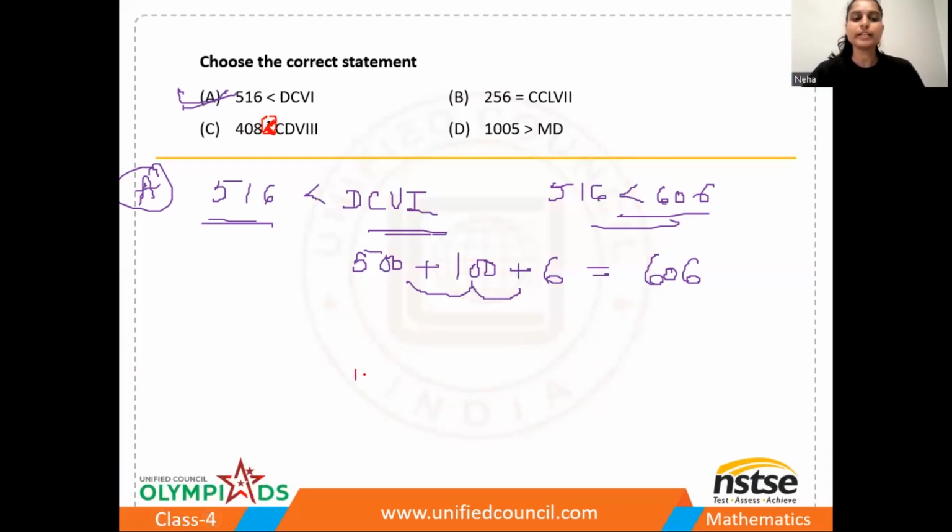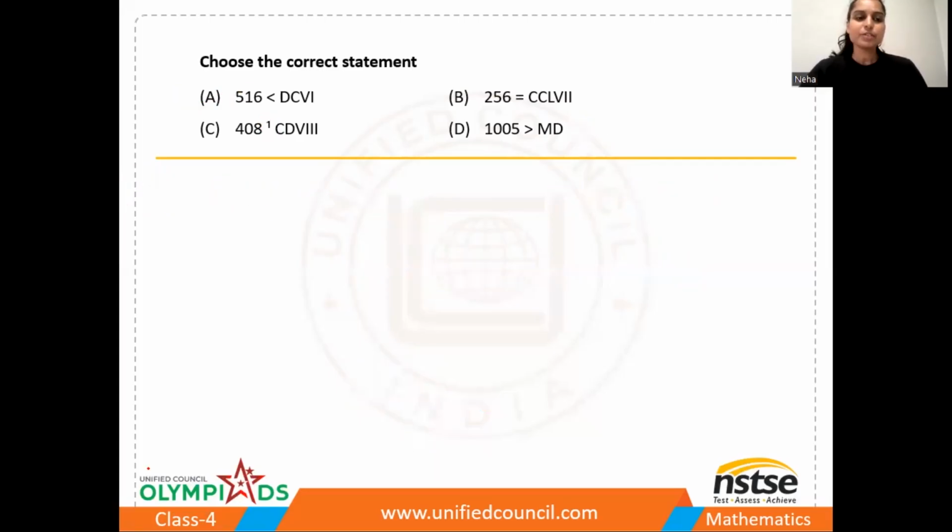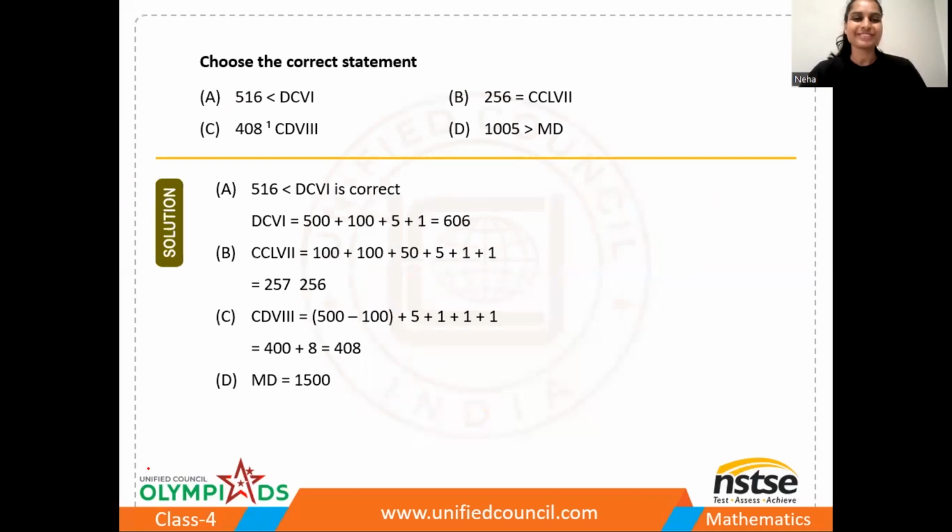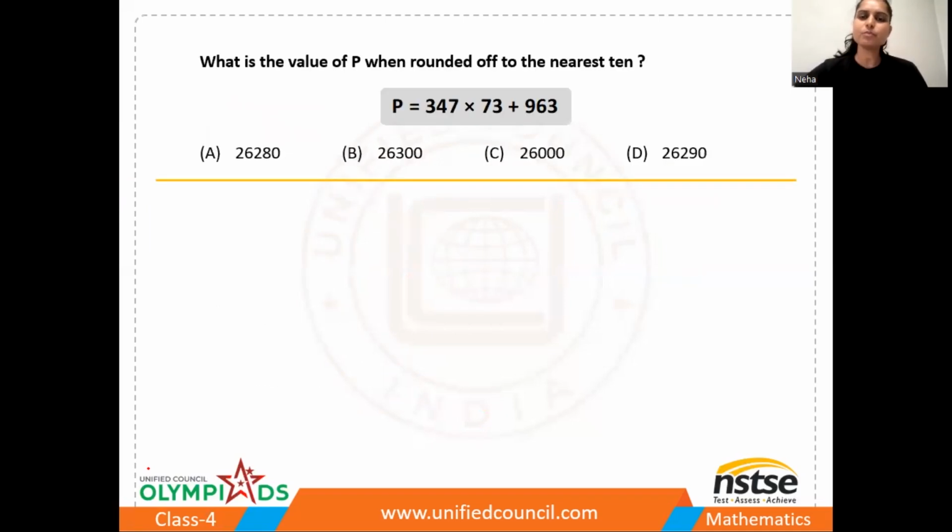The last one is quite easy. This is M and this is D, right? So this is 1000 and this is 500, so this is 1500. So 1500 is not lesser than 1005. It is just greater, right? So I can say option D is also not right. So yes, option A is your correct choice, right? Let me show you the detailed solution of this question. Perfect. Alright, this is also done. Now we can move to the next one.